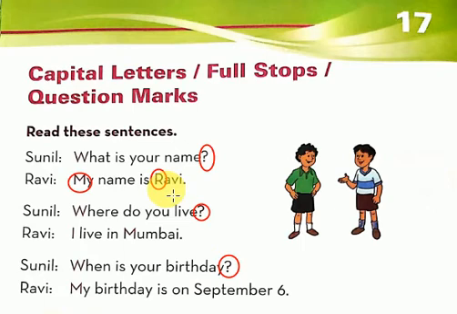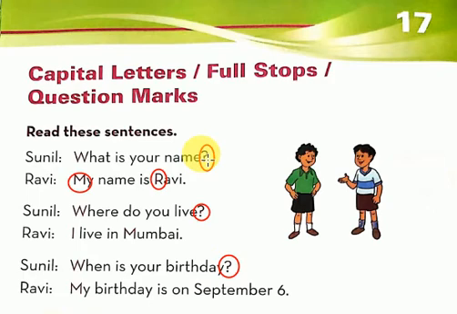So the third section was question mark. I told you that we use a question mark when we want to know something, or we need some information. We put a question mark at the end of the sentence, so it will become a question. We use words like how, who, where, what, when, which, and why to ask questions.